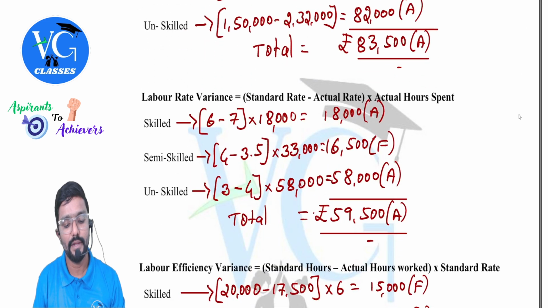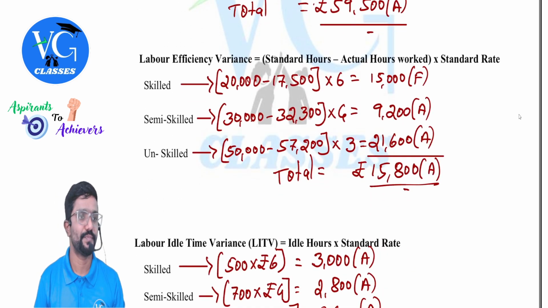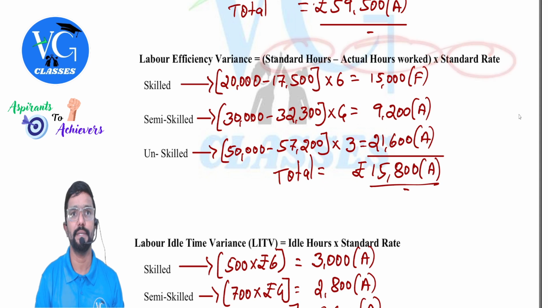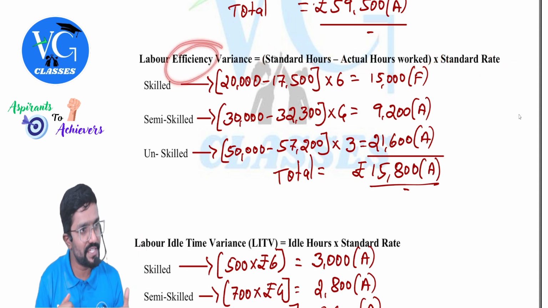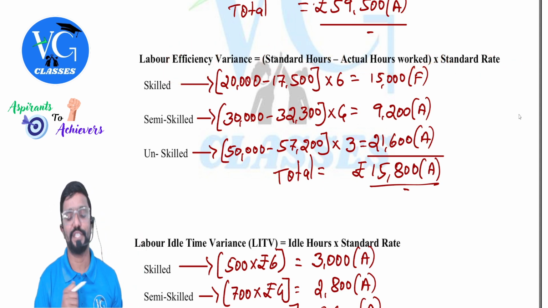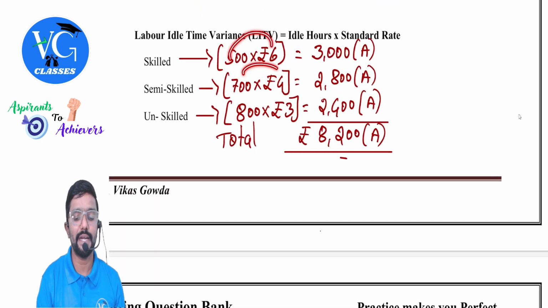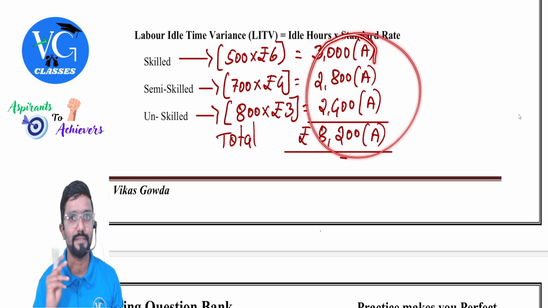Okay, sir. Then, for efficiency, what do we use? Standard hours minus actual hours worked, into standard rate. And anything which comes under efficiency will always be for hours worked. Then also calculate idle time variance: idle hours into standard rate. And it will always be adverse.